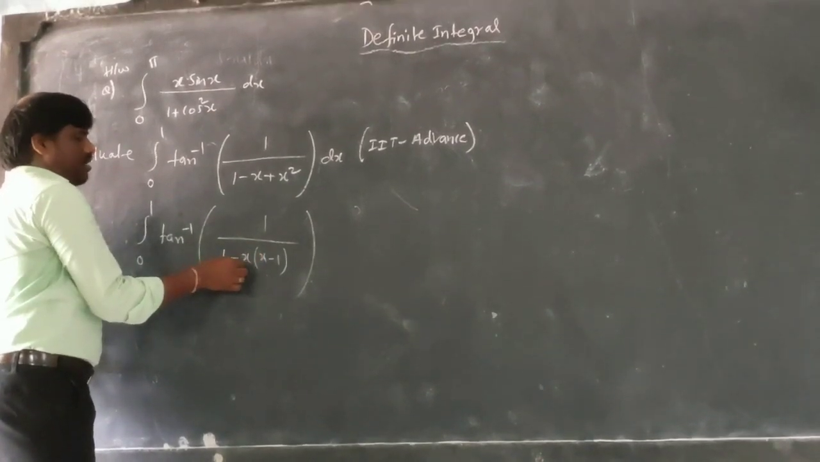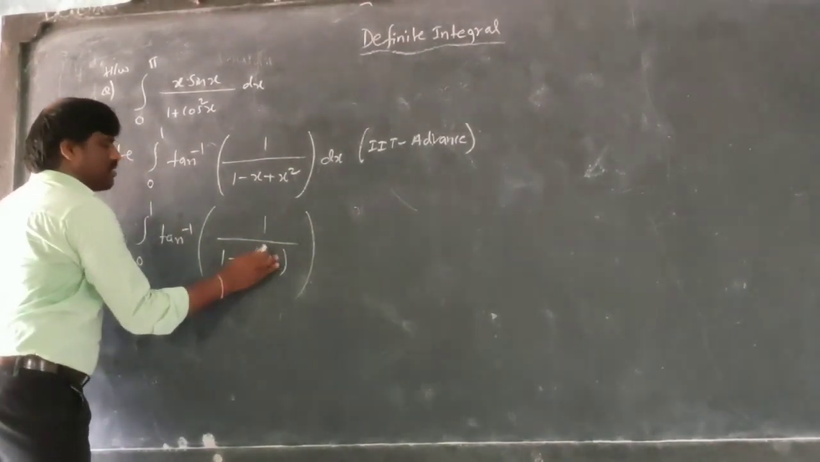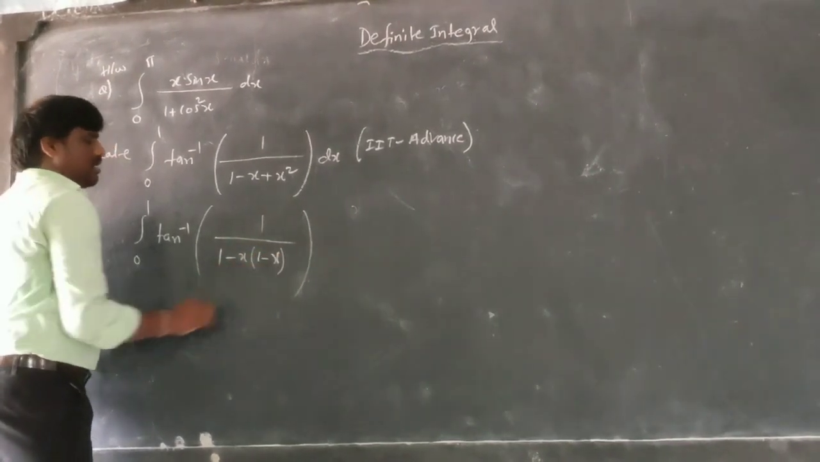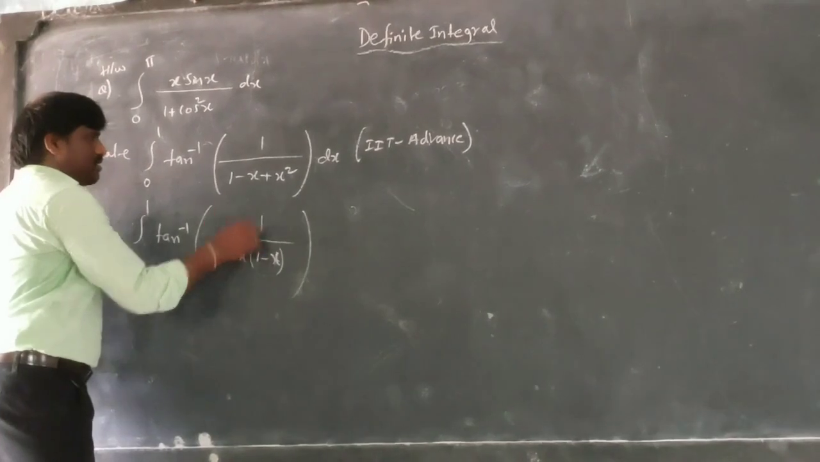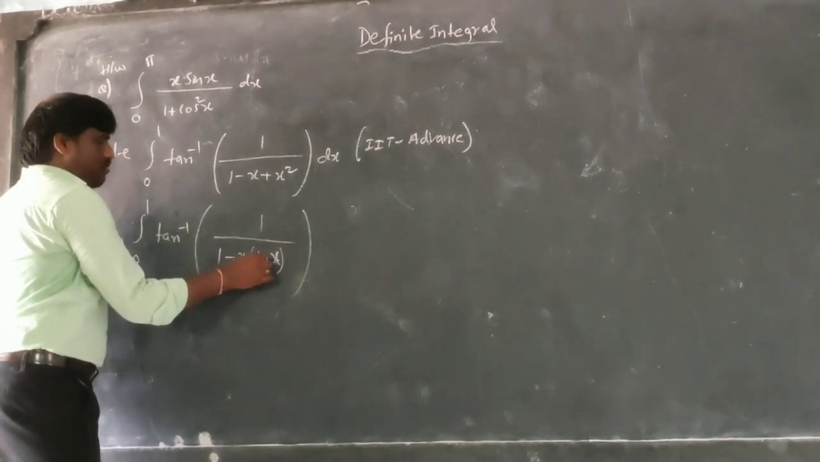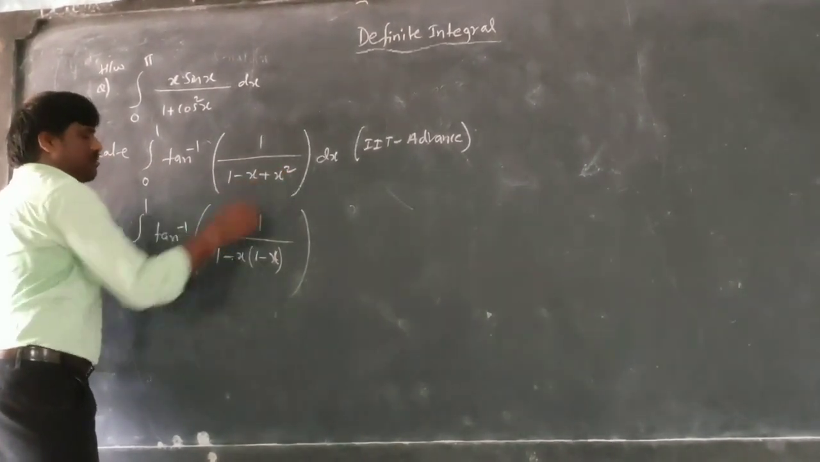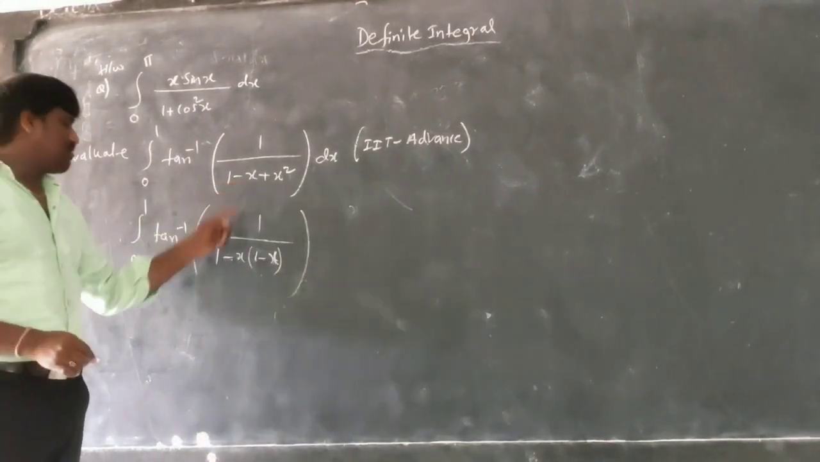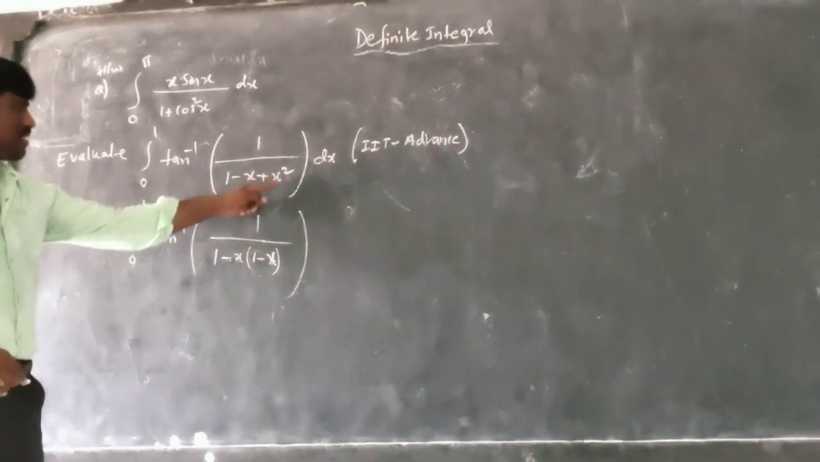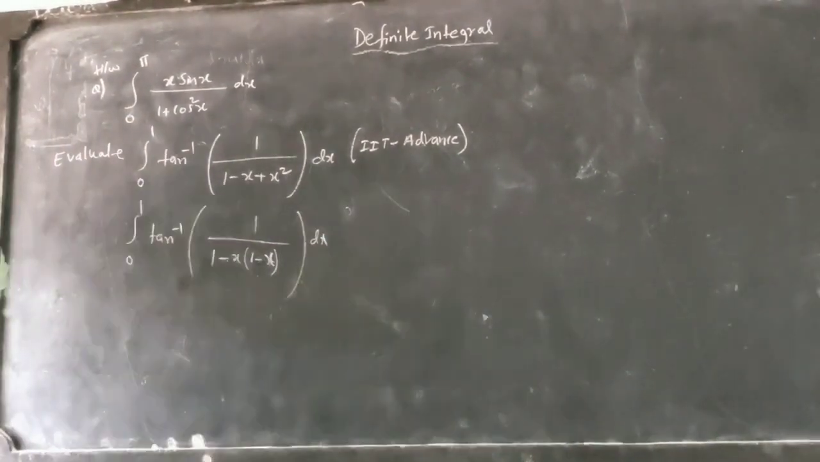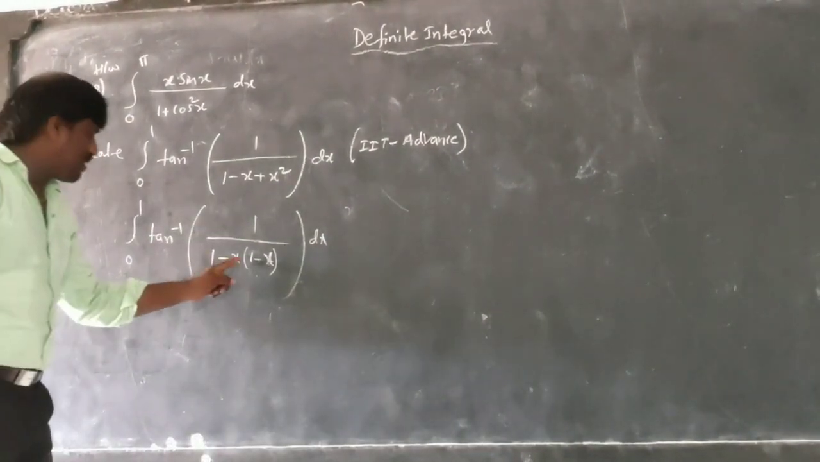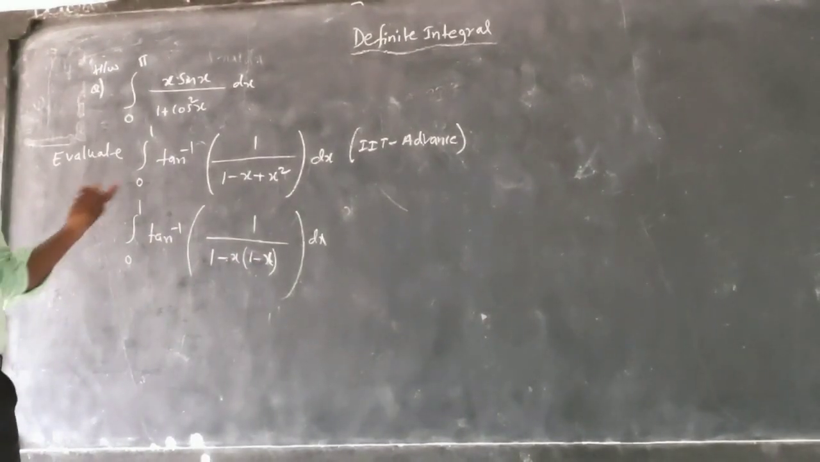So what I get here, 1 minus x. I write 1 minus x. This is correct. Why is it correct? See that minus into x, minus into minus, plus x into x square. So I can write this one as 1 minus x into 1 minus x. This way we have to write, into dx. Now I can apply the King rule. See here 1 upon 1 minus x into function. So you can use the King rule.